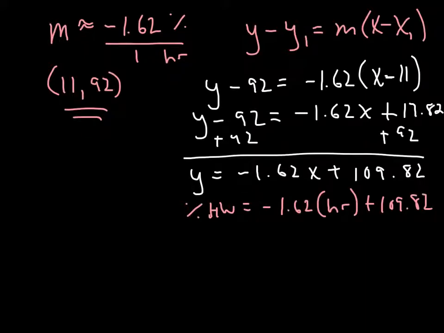Okay, so here's my final equation, and here's my final equation in context of the real world. Notice we have the percent of homework completed equal to negative 1.62 times the number of hours a week you watch television, and we add 109.82 to that. So technically, if the hours of TV watched was 0, then we could expect about 109.82% of homework. And you say, well, that doesn't make sense.